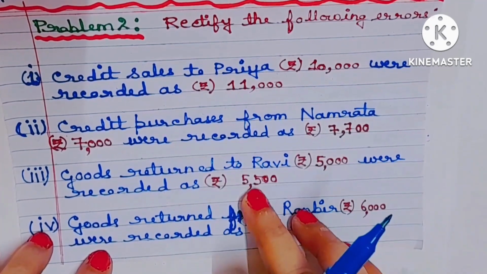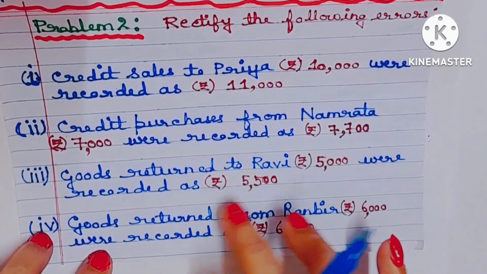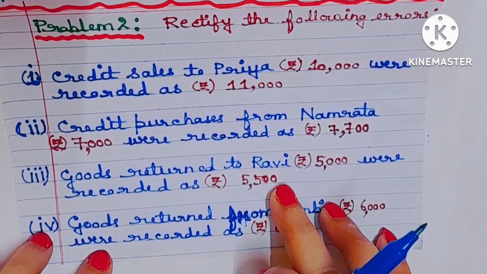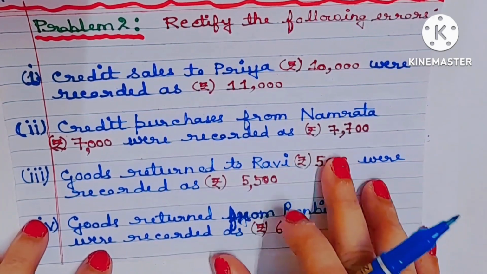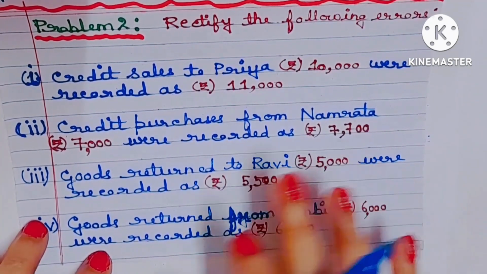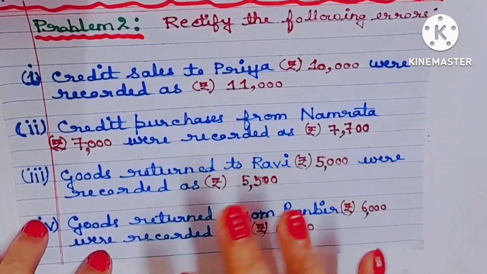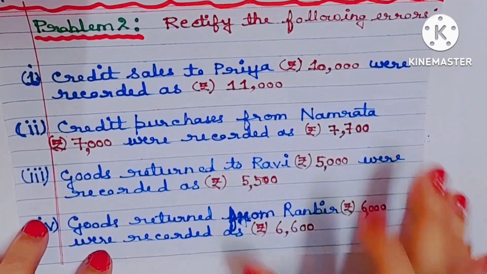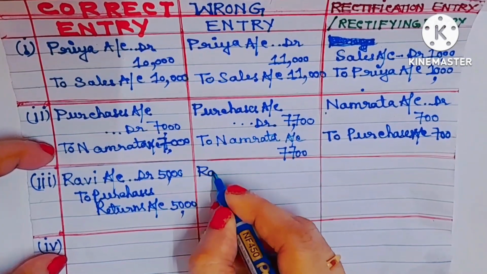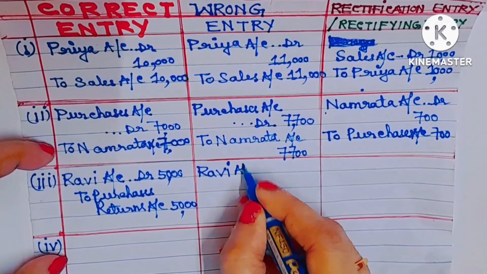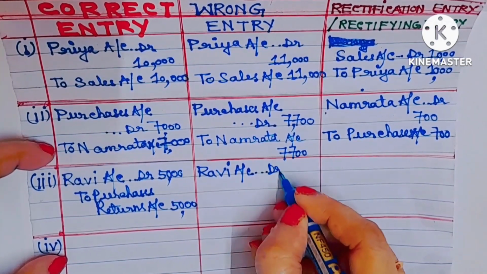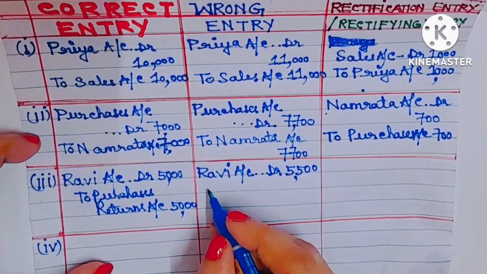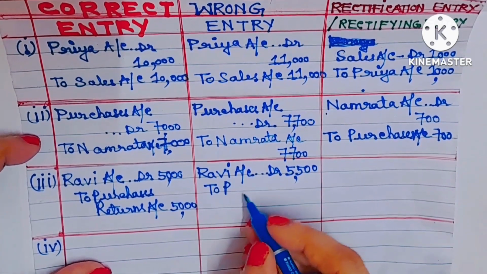So the journal entry will be same. Ravi account debit to purchase returns account. Instead of 5,000, we'll have to write 5,500. Understood? Please remember, in this particular problem, the journal entries are correct. They have been recorded correctly, but the amounts have been recorded wrongly. Understood? So let's write. The journal entry is same. Ravi account debit, but the amount is wrongly recorded as 5,500 instead of 5,000. To purchases returns account.